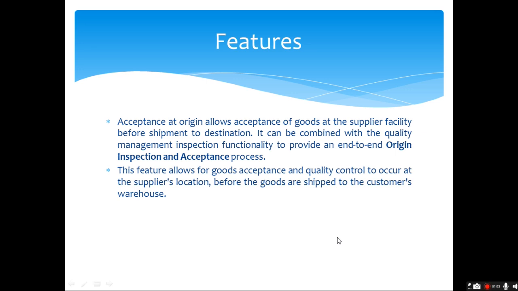To perform that acceptance activity in the system, we need to select that origin acceptance checkbox in our purchase order. You understand? So with this acceptance, the system allows us to accept goods at the supplier facility before dispatching, meaning before shipment to the destination. With this we can achieve quality inspection before dispatching the material. Also there is one more thing we can achieve with this.